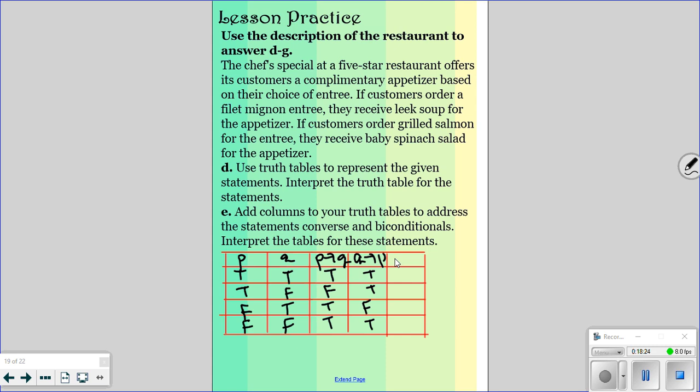And then we're going to say the biconditional. P if and only if Q. So it's true here and here. And it's false here and here. It's true only when both of them are true. So for the biconditional, it's only going to be true whenever both the original and the converse are true.